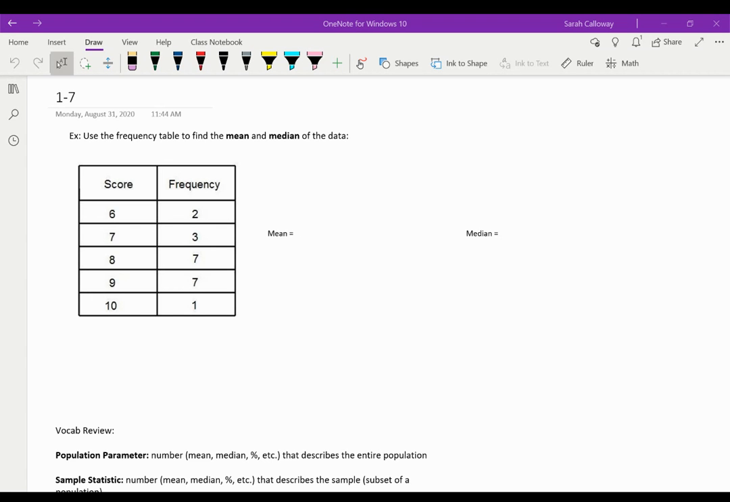Okay, so in this video, we're going to look at 1.7, which is the measures of center and location. This was a lot of vocab, and I'm just going to go down to the vocab first.